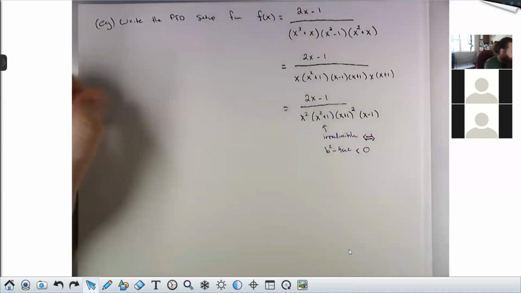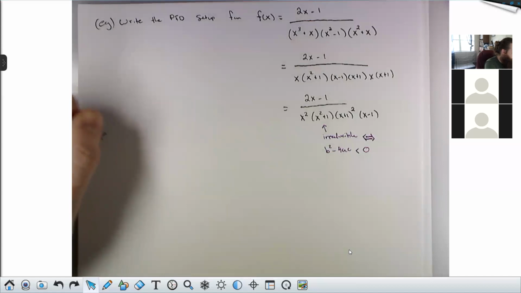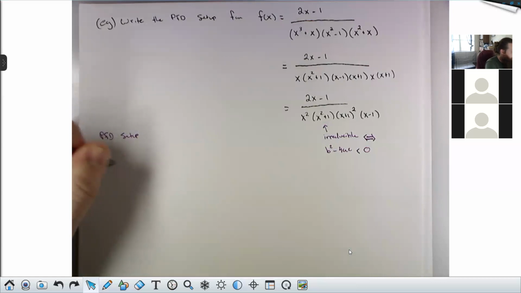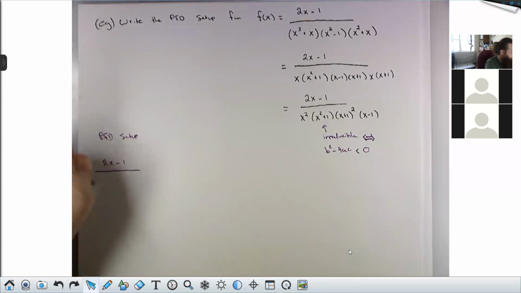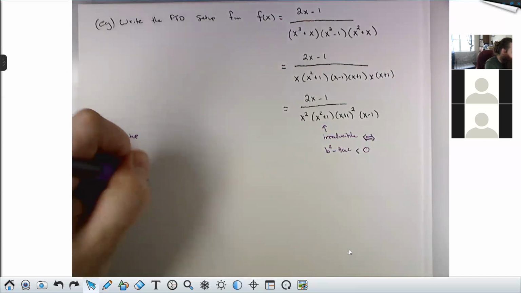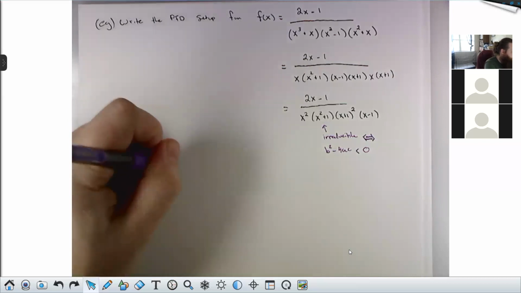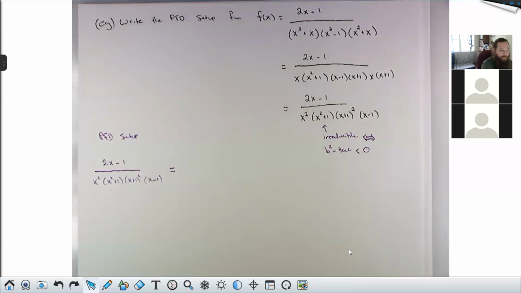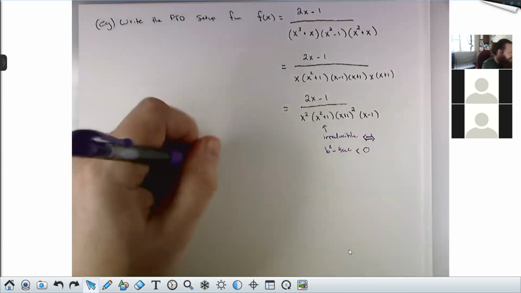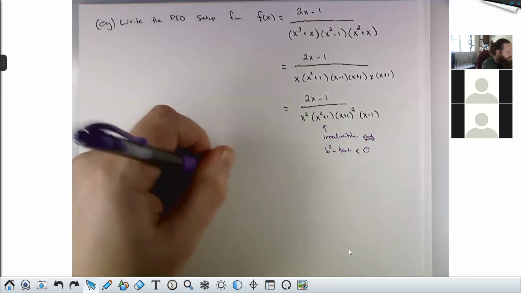All right, so the setup is going to be 2x minus 1 over x squared times x squared plus 1 times x plus 1 squared times x minus 1 equals. We're going to need lots of stuff here. I'll just go left to right. So I'll first write the terms that come from the x squared here. That is a repeated linear factor. So he's going to get a over x plus b over x squared.